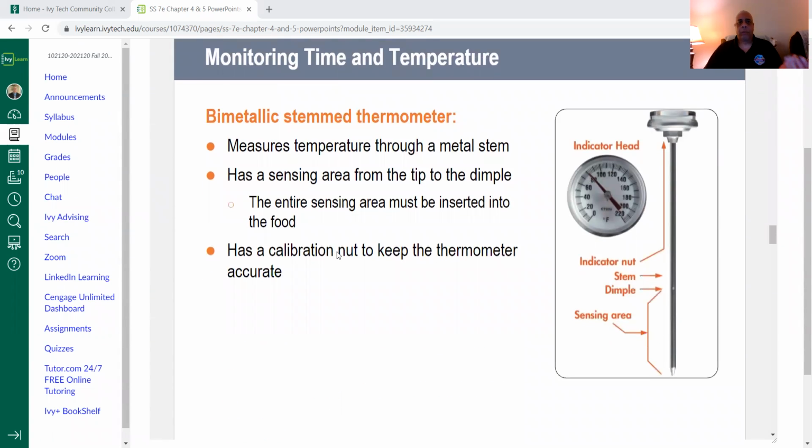Again, when we monitor time and temperature, we have 2 types of thermometers. Now, the first one is the bimetallic stem thermometer. What that does is measure temperature through a metal stem. And it also has a sensing area from the tip to the dimple. So the entire sensing area must be inserted into the food. And to adjust it for calibration, it has a calibration nut to keep the thermometer accurate.